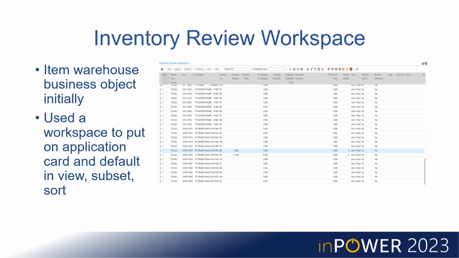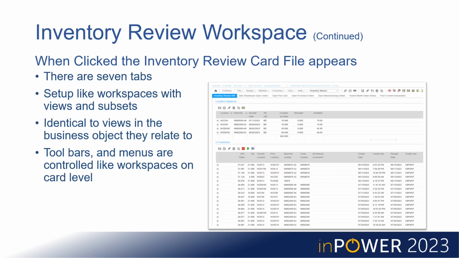What we did is I set this up basically kind of like the idea of using a workbench. But all in all, when you double click on an item in the item warehouse business object, it pulls up a window that has 7 tabs.